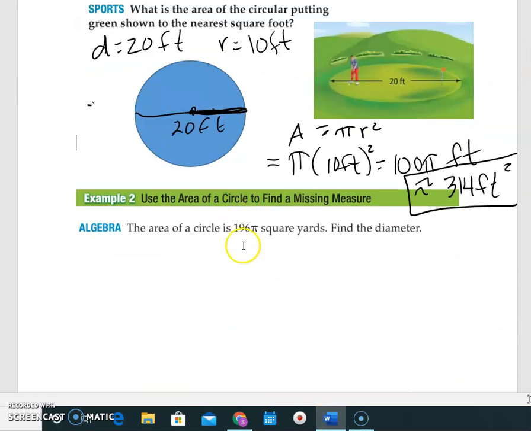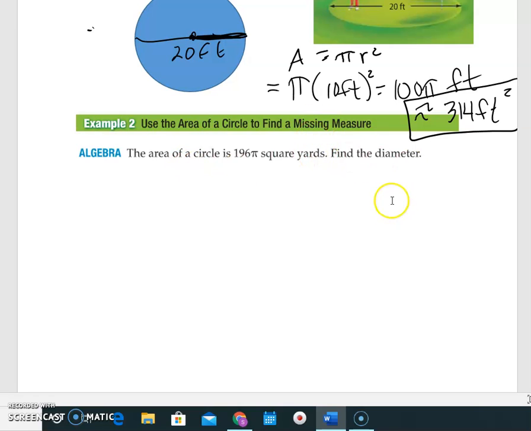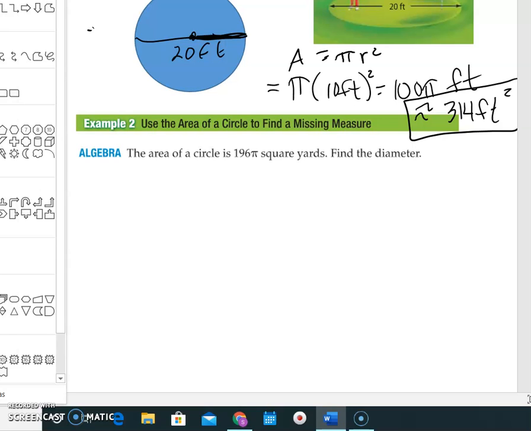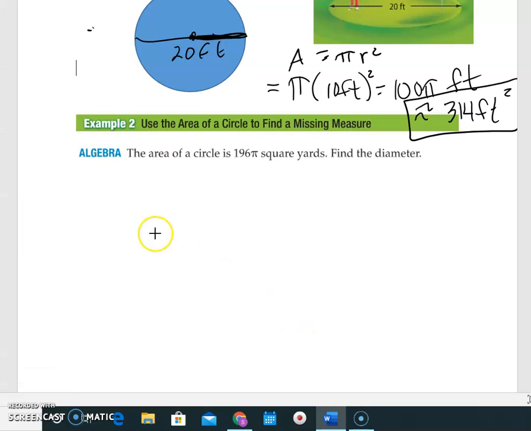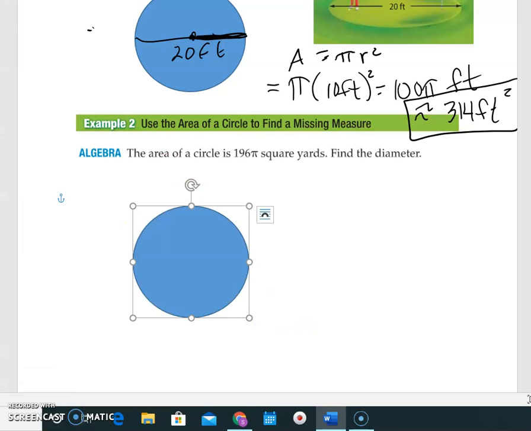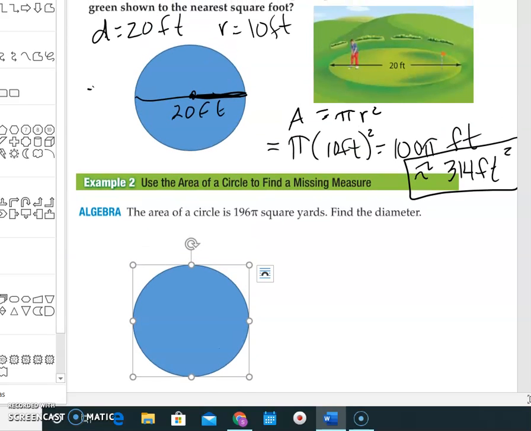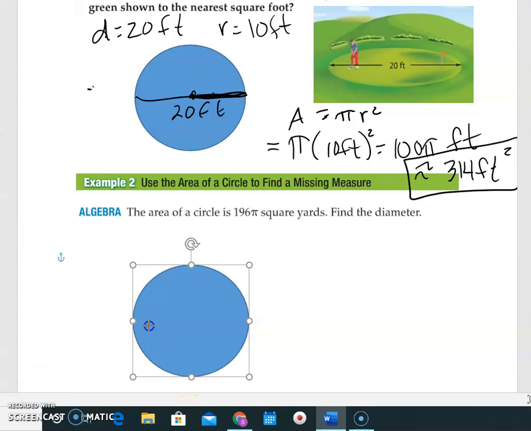In the next problem, we are given the area of a circle and we want to find the diameter. So again, we would like to insert some kind of circle here. You can draw yours in, but I'm going to put a circle and I want to just find the diameter. So let's put in a line here for the diameter. We will probably need to change that up. So there's our diameter. That's what we want, the length all the way across.